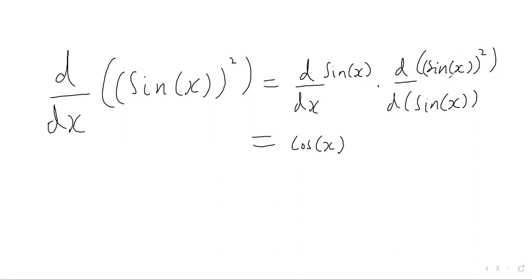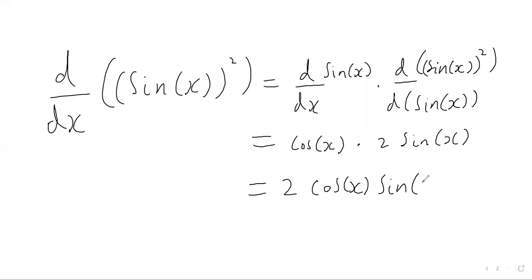And when you differentiate sine squared with respect to sine, that's just like differentiating x squared with respect to x. You would get 2x. So here what we're going to get is 2 sine of x. And then rewriting this in a neater way, you're going to get 2 cos of x times sine of x. That's basically our final answer.